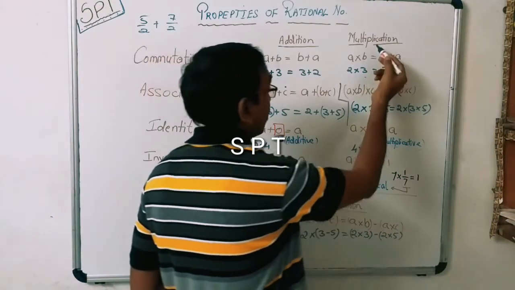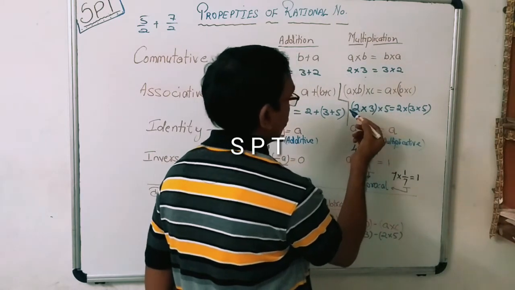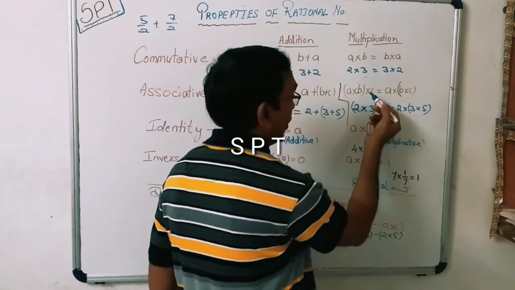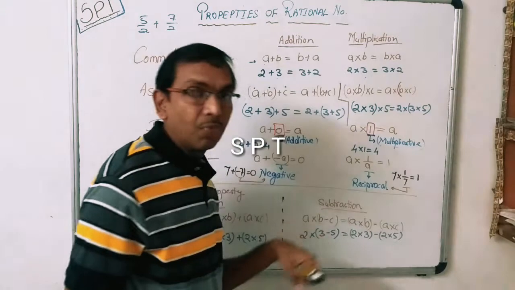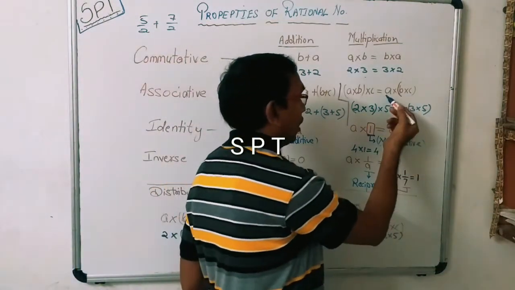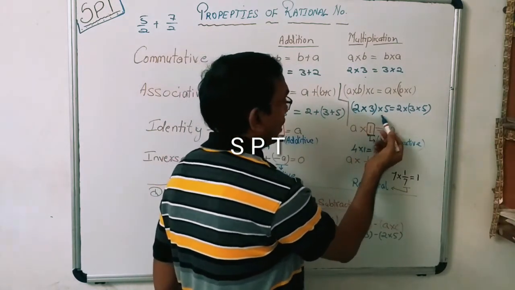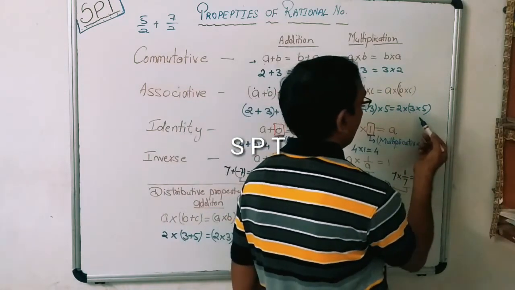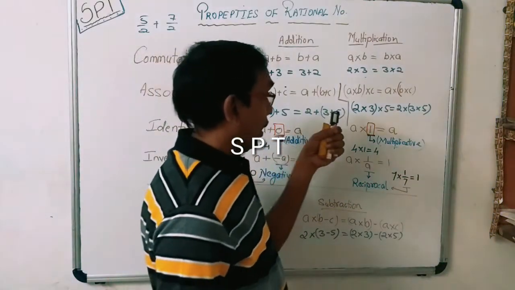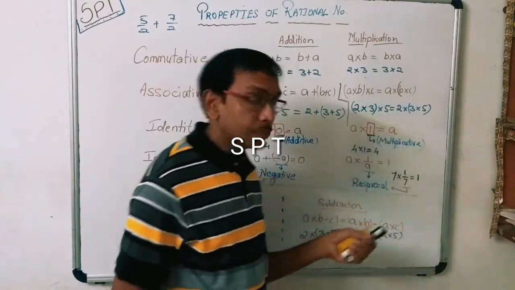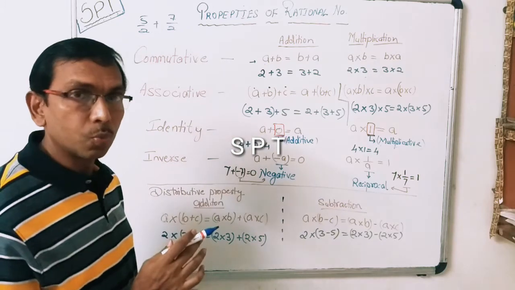Now multiplication. In the same way, if we take three rational numbers a, b and c and multiply a and b first, the resultant is multiplied by c, and similarly on the right side we are multiplying b and c first, and the resultant is multiplied by a. We get the same answer on both sides. 2 into 3 is 6, 6 into 5 is 30, and 5 into 3 is 15, 15 into 2 is 30. So this is the associative property for multiplication of rational numbers. In the same way for subtraction and division, the associative property does not stand true.